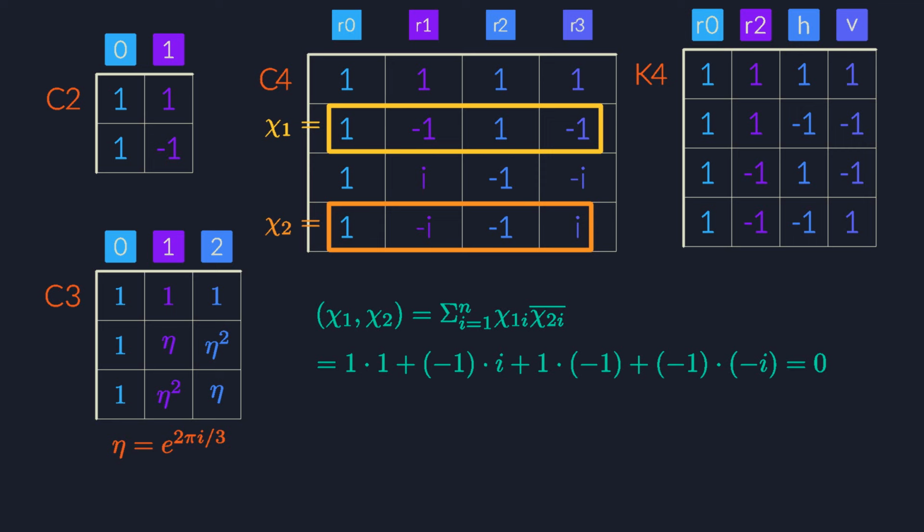I am not going to prove this miraculous result, but we can give it a kind of geometric interpretation. We could say that the irreducible characters of a group are orthogonal to each other, at least with respect to this specific inner product. Remember that two vectors are orthogonal when their inner product is 0. But what does orthogonality mean in this particular context?